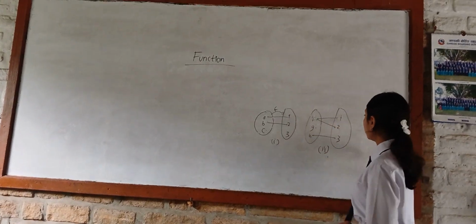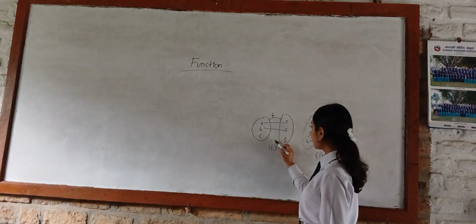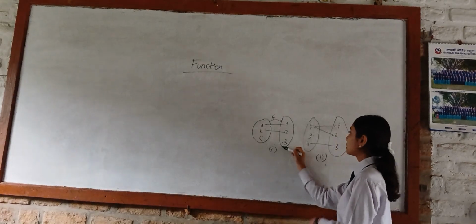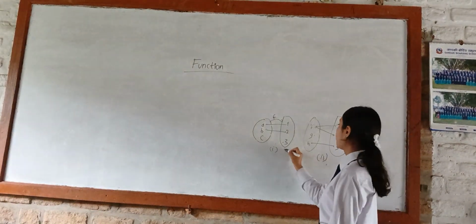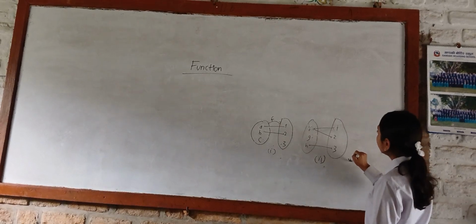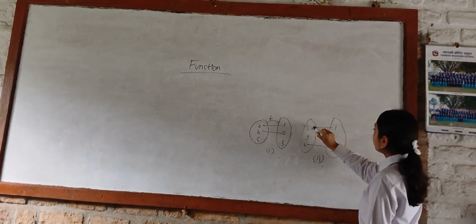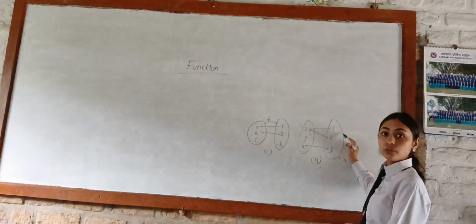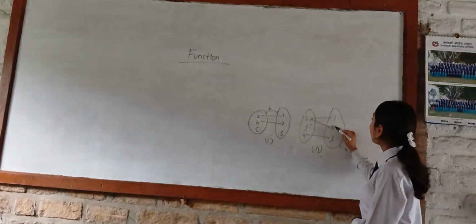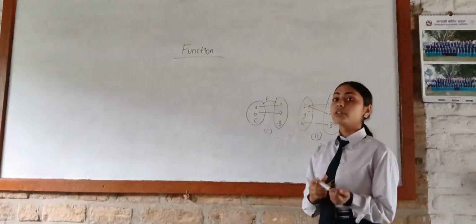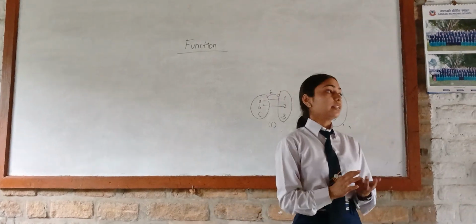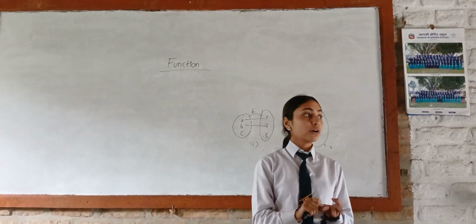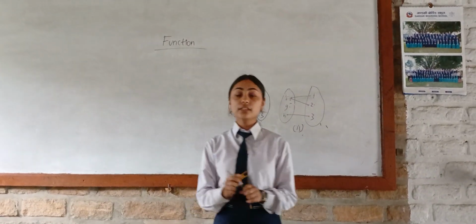So here are some examples of function. This is not a function because an element of A is not associated with a unique element in set B. And here it is also not a function because an element of set A is associated with more than one element in set B. There are many different ways to represent a function: mapping diagram, set of ordered pairs, tabular form, graph, and input-output machines.